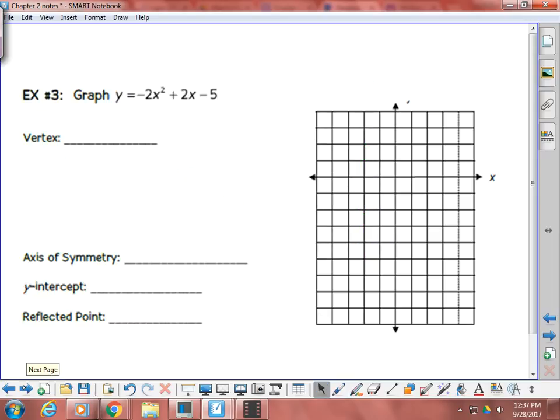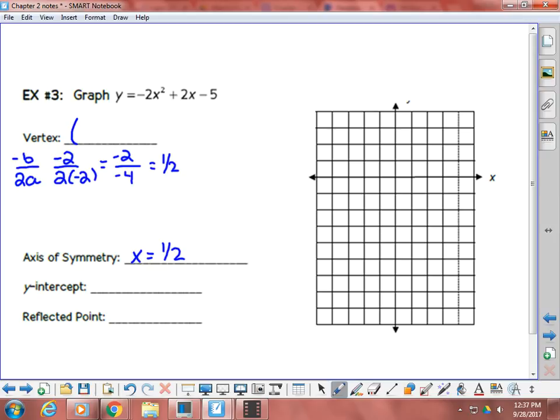Next example, same thing here, finding our vertex to begin with. So we're going to do negative b over 2a. Well, the opposite of b, our b value is 2, so it's negative 2 divided by 2 times our a value, which is negative 2. So I get negative 2 over negative 4, which is positive 1/2. So here's what that does then. That 1/2 is our axis of symmetry, and it's also the x part of our vertex.